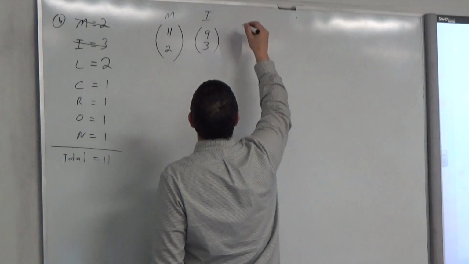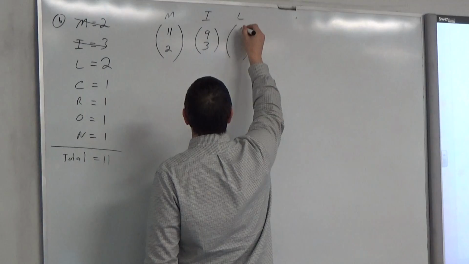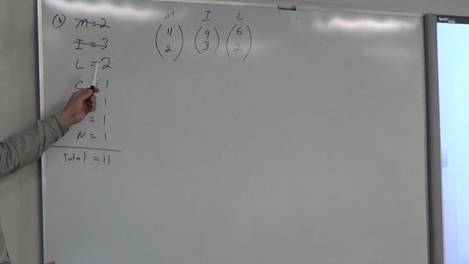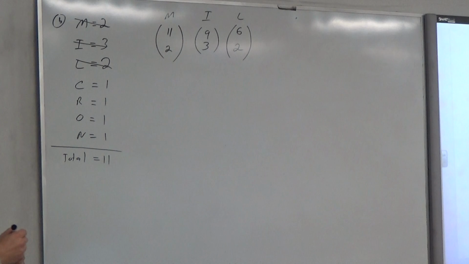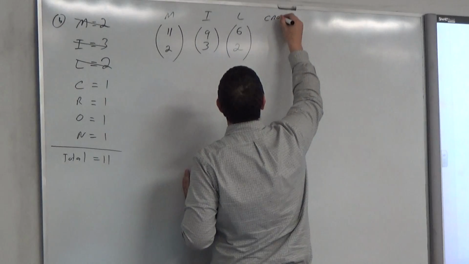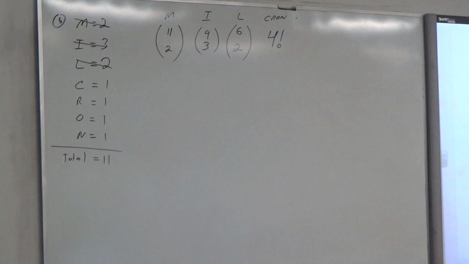So now we're on to the L's. For the L's, what's that combination going to look like? 6 choose 2. Nice. We've gotten rid of 3 more letters, so that 9 minus 3 is 6. And then we want 2 of the L's. And then what's a little bit easier for the 4 unique letters is to just write that as 4 factorial for the CRON, because there's 24 different ways that we could arrange those.